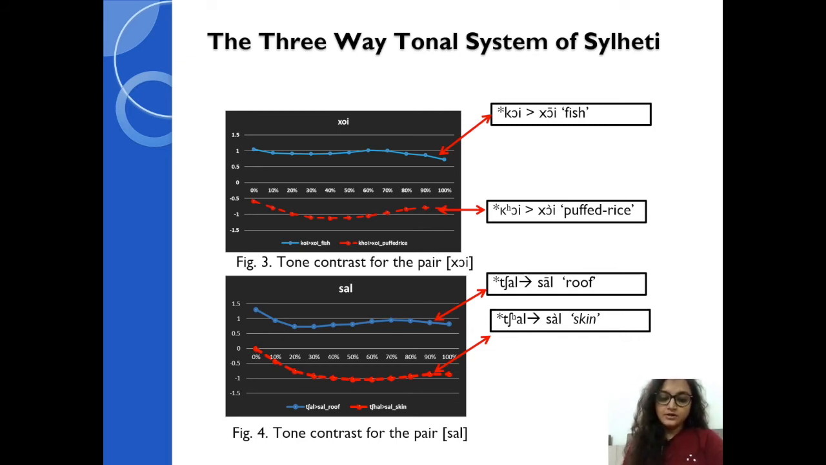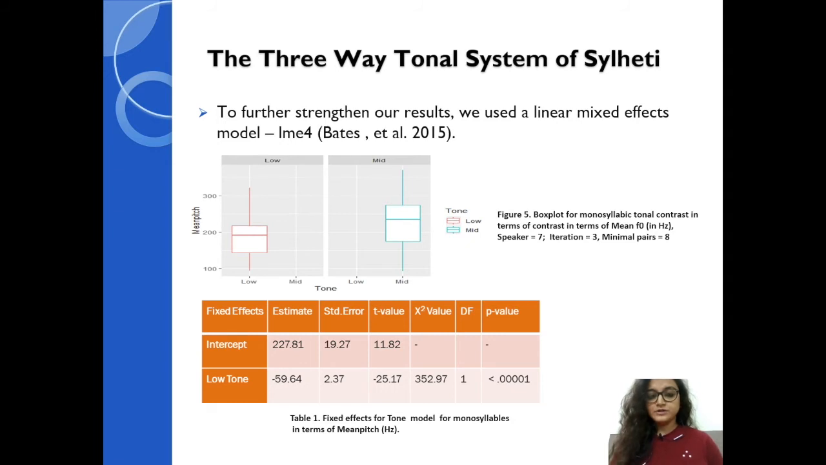In figure 3, the loss of aspiration for the word for puffed rice resulted in a low tone, and the word for fish resulted in a contrastive mid tone. When we further strengthened our results with LMER mixed effect models, we found that the tone was very contrastive in terms of pitch. We did not find any significant contrast in terms of duration. Pitch was the only factor which affected tone, and it lowered tone by 59.6 hertz. The intercept is 227.81 hertz, which represents the mid tone, and it differs from the low tone by about 59.64 hertz. Pitch affects tone by a standard error of about 2.37.